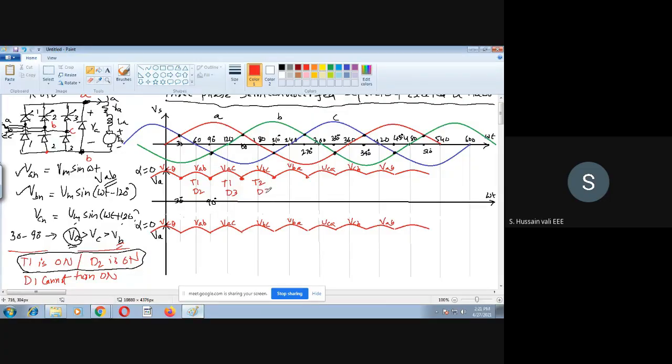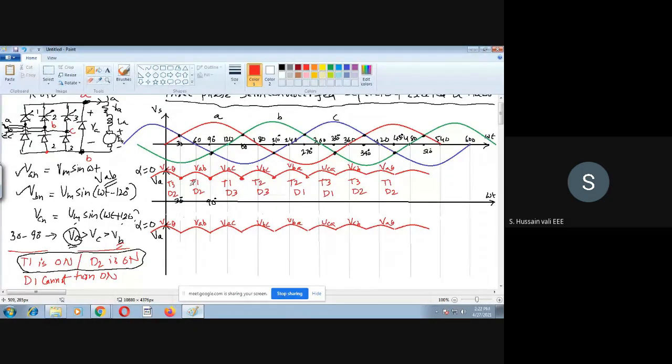D3. Then VBA: for B, T2 is connected, and for A, D1. A very simple thing. VCA: for C, the third thyristor, T3, and for A, D1. VCB is T3, D2. VAB once again is T1, D2, and so on. Likewise you know yourself which diodes and thyristors are conducting.